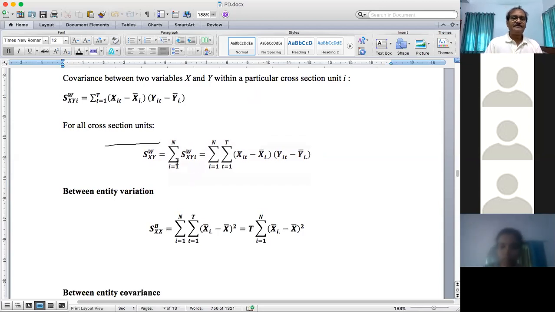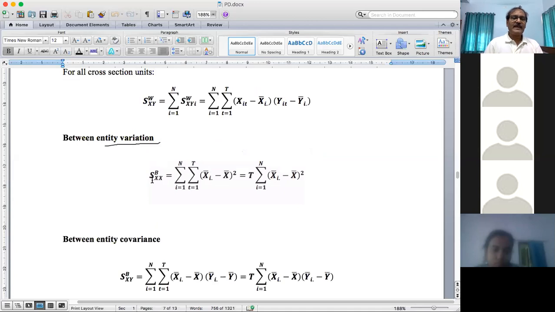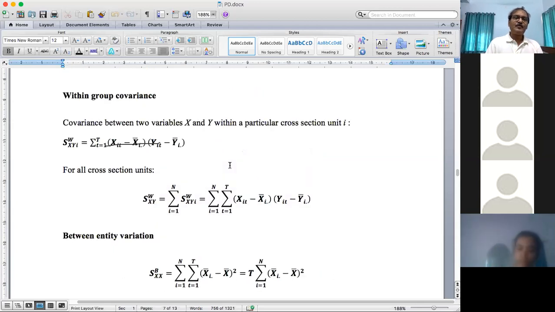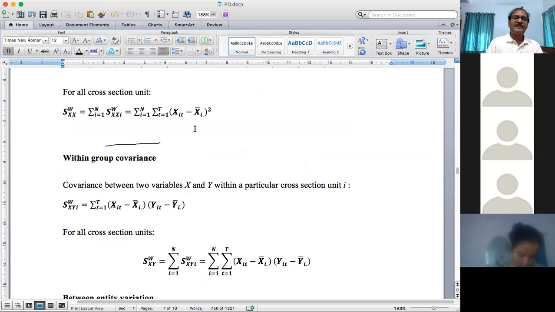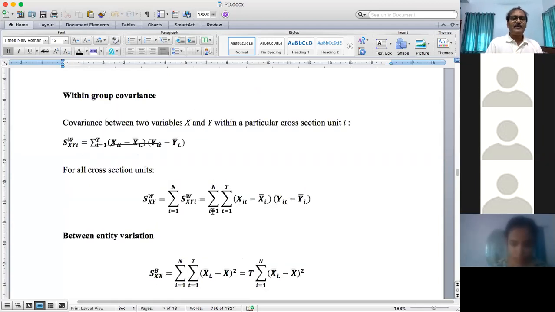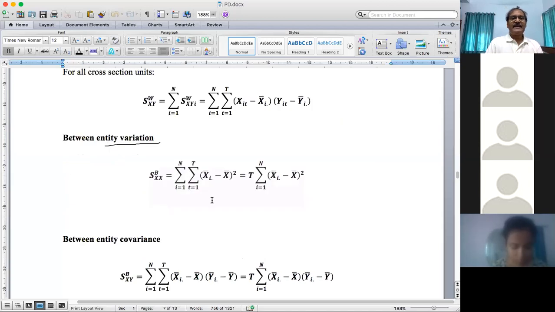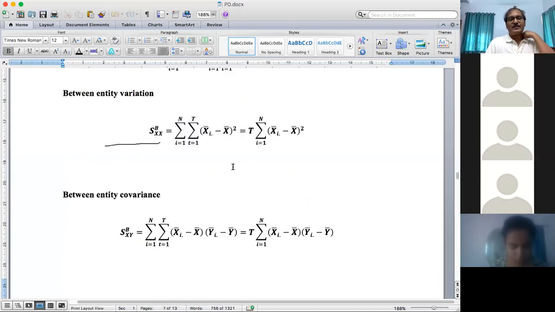In a similar way, as we have within group mean, we also have between group mean. So we can calculate between group variation or between group variance. By using within group mean, we calculated within group variance and within group covariance. Similarly, by using between group mean, we can calculate between group variance. So this is the formula for between group variance of x.